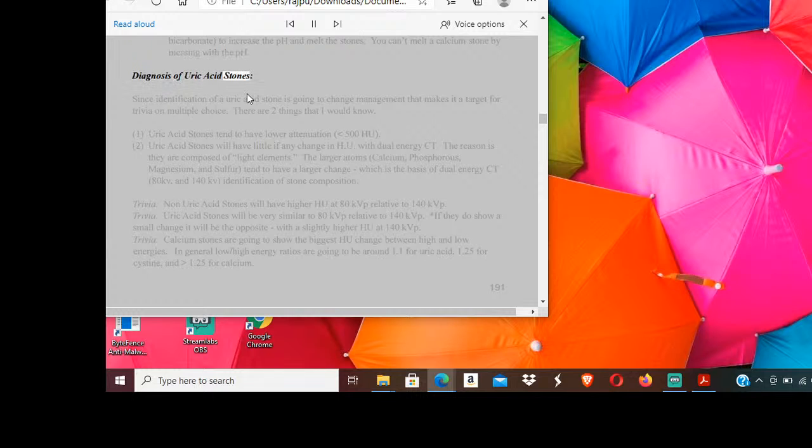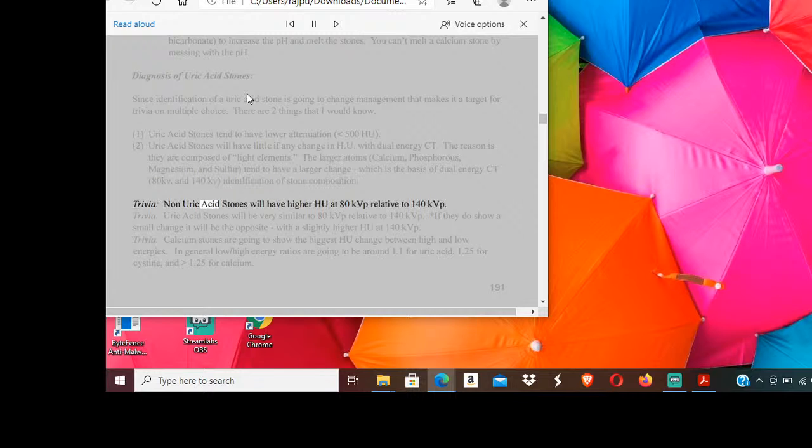Diagnosis of uric acid stones. Since identification of a uric acid stone is going to change management, that makes it a target for trivia on multiple choice. There are two things that I would know. 1. Uric acid stones tend to have lower attenuation, 500 HU. 2. Uric acid stones will have little if any change in HU with dual energy CT. The reason is they are composed of light elements. The larger atoms, calcium, phosphorus, magnesium, and sulfur, tend to have a larger change, which is the basis of dual energy CT, 80 kV and 140 kV, identification of stone composition.